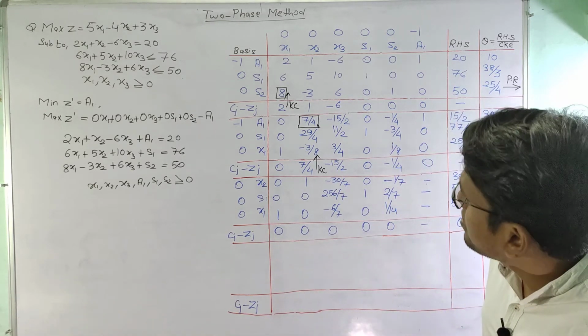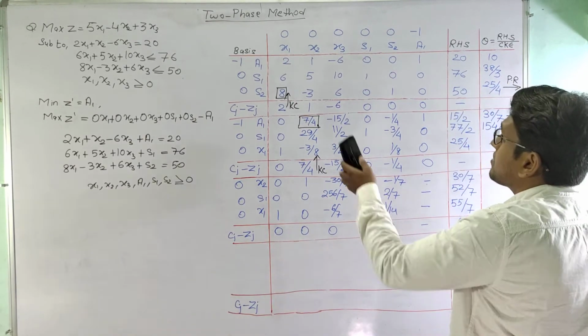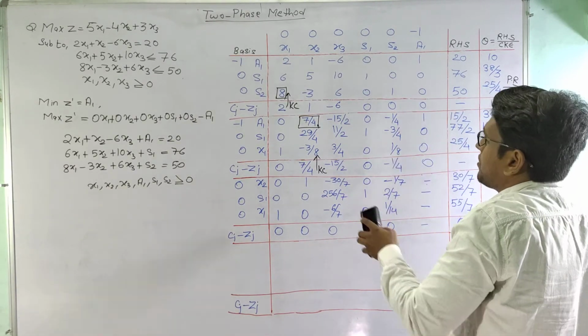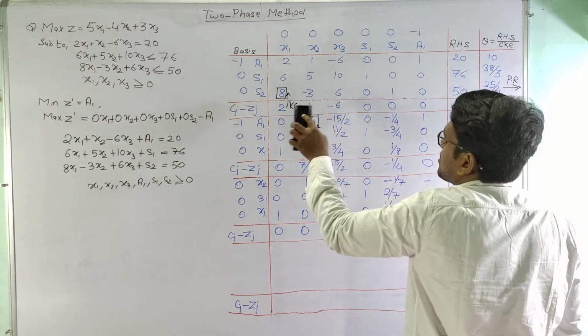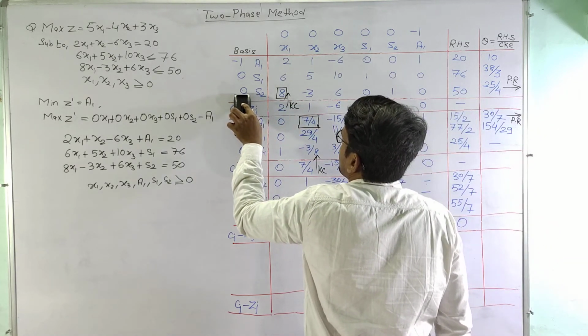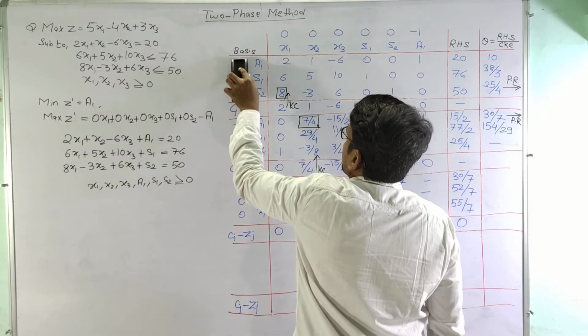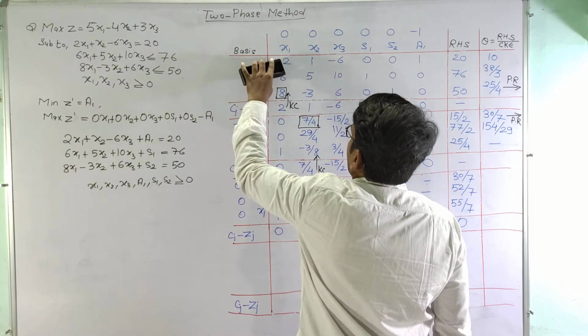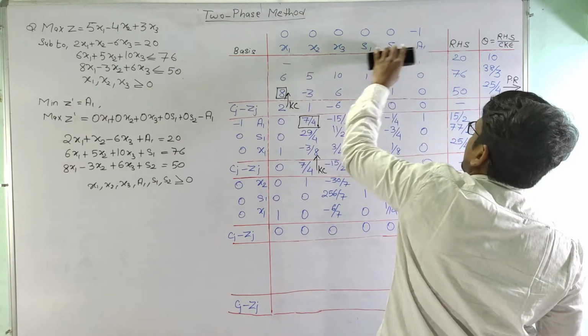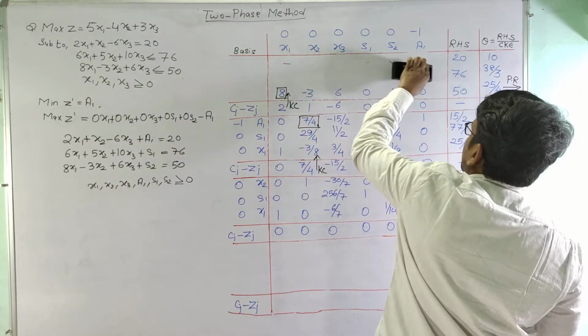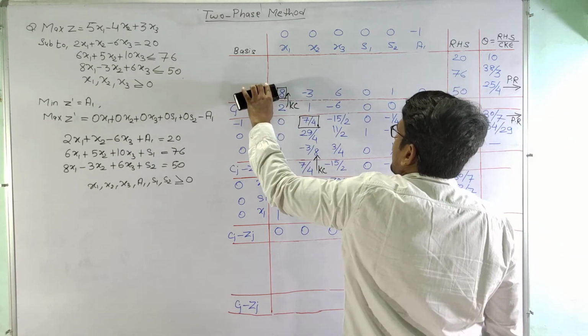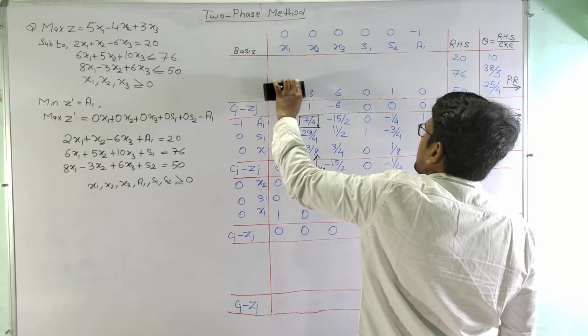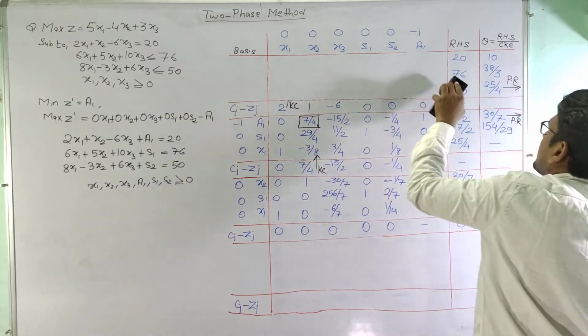So in order to use this, I am just erasing this first matrix. I am erasing these values here, and I am writing the final matrix again.